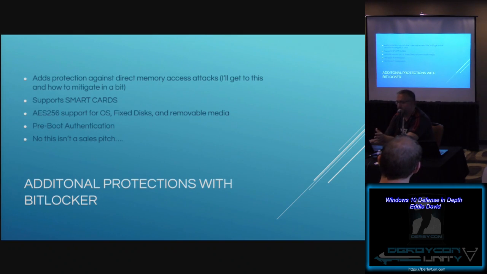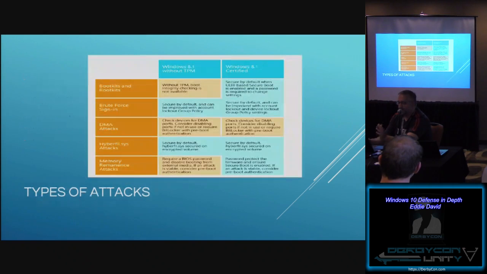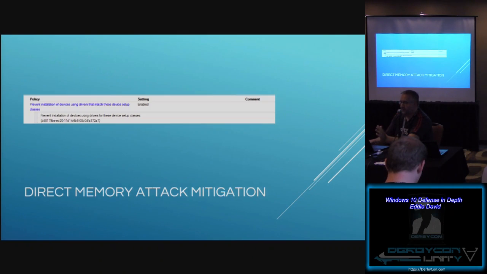Again, this is not a sales pitch. This is just some of the things that I've done with BitLocker and how to lock it down and secure it, based upon these four different items, which is boot kits and root kits, brute force sign-ins, DMA attacks, MRA attacks, all that kind of stuff. So one of the first things you're going to do is prevent the installation of FireWire devices. This is available in the Security Compliance Manager toolkit. Whenever you export and import them into your group policy objects, this goes along with it by default. So this is good to prevent DMA attacks.